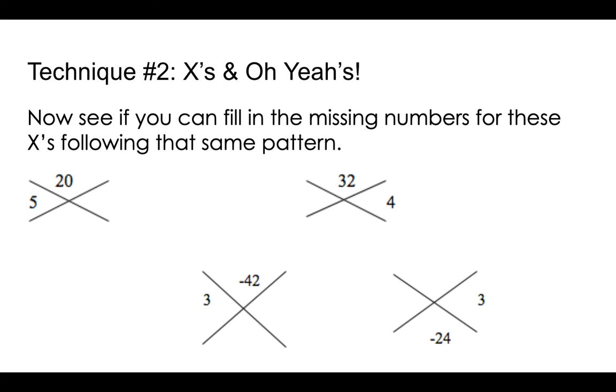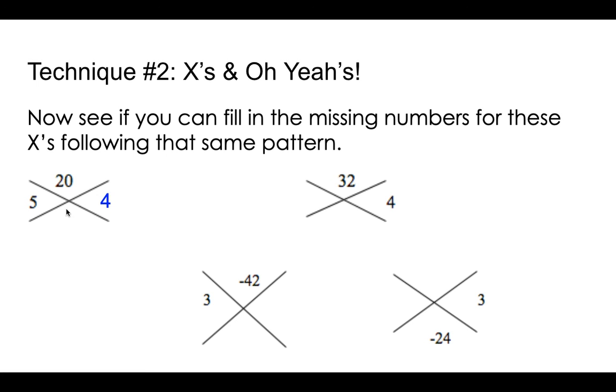So let's see if we can find these missing numbers. So we have 5 here and 20. So remember 20 is going to be the two side numbers multiplied by each other. So what's something times 5 that gives us 20? Okay, well, that's going to be 4. 5 times 4 is 20.